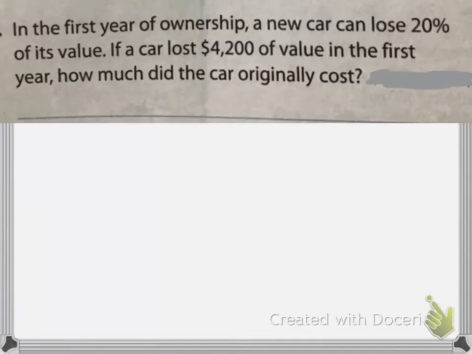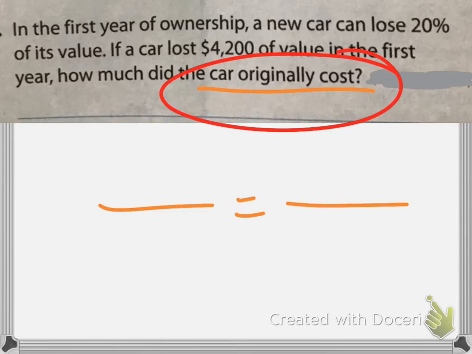In the first year of ownership, a new car can lose 20% of its value. If a car lost 4,200 of its value in the first year, how much did the car originally cost? So we're asking how much the car originally cost, you guys. Do you think that's the part or the whole? Eden, what is it? So it's the total of what the car cost. Exactly. So this is our total.